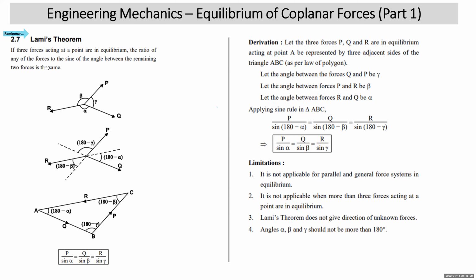point are in equilibrium, I mean, or you can say that if three concurrent forces are in equilibrium, then the ratio of any of the forces to the sine of the angle between the other two is constant. That means P upon sine alpha, Q upon sine beta, R upon sine gamma. You can see that here it is listed.